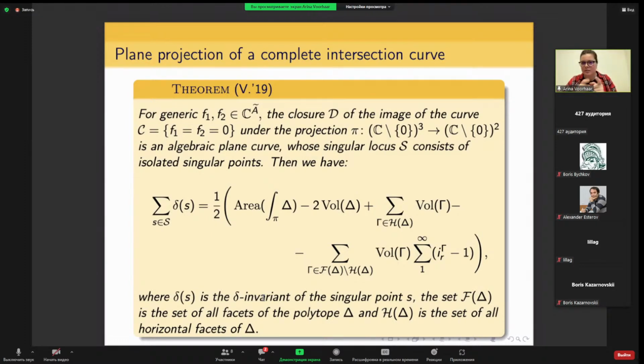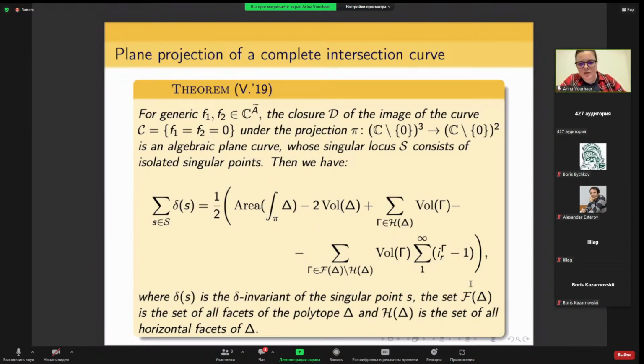So it was obtained in a larger generality than just C3. So for a complete intersection curve in Cn+2, I project, getting the first n coordinates to get a planar curve, and then I was computing the sum of delta invariants of that curve. So I got that it's equal to 1/2 of this large expression.